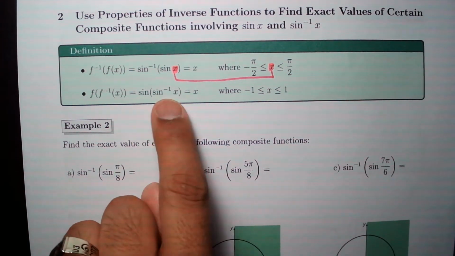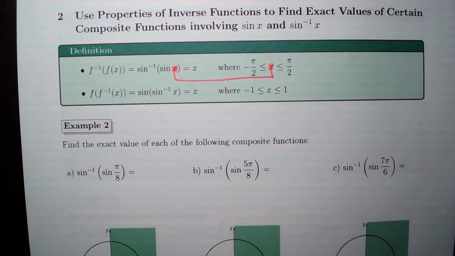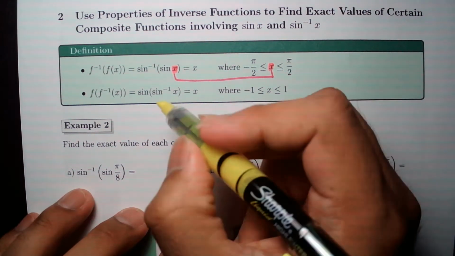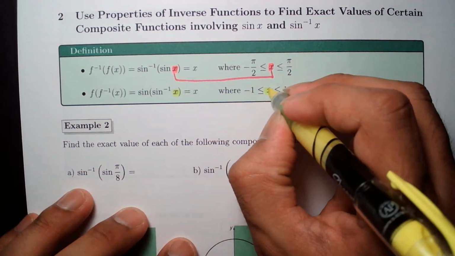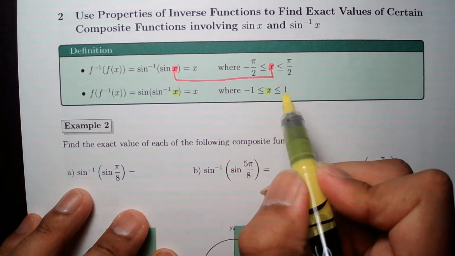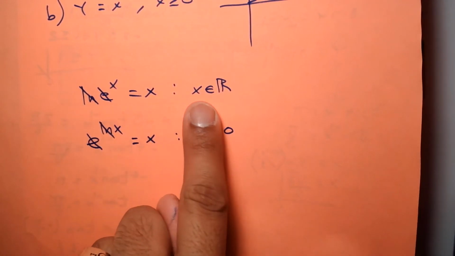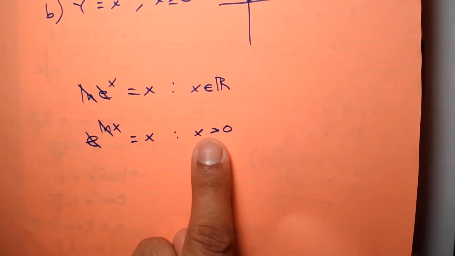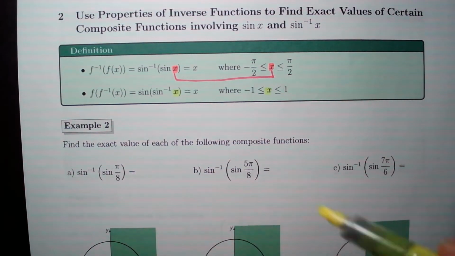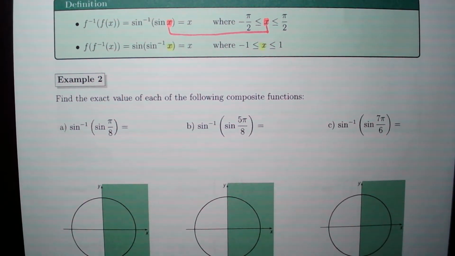All right, what about the composition in the other order? Let me use a different color here. When we do the composition the other way around, we need to make sure that x is between -1 and 1. So again, in the logarithm and exponential function, the first form is okay for all real numbers. The second way is only okay for positive numbers. And in this case, we have other restrictions in a very similar mindset. So let's go ahead and do some examples and see how we treat this when we don't have something that is within these ranges.